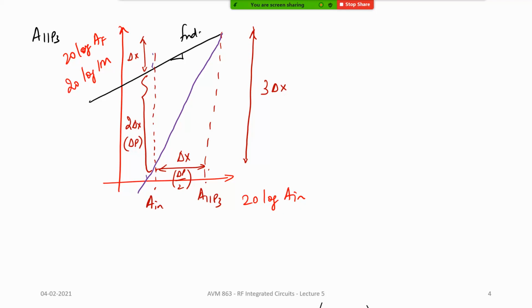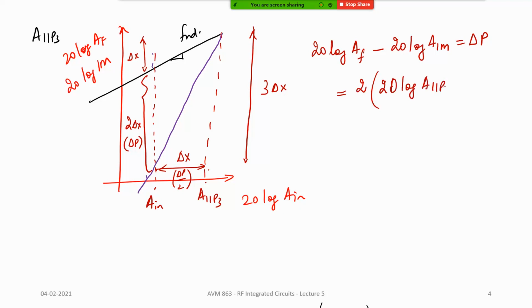So now if you write whatever we just analyzed graphically here, that is 20 log of AIP3 minus 20 log of A fundamental minus 20 log of AIM, which is equal to delta P, which I have denoted here. It's nothing but 2 times 20 log of AIP3 minus 20 log of AIN, correct? This is exactly what we have told.